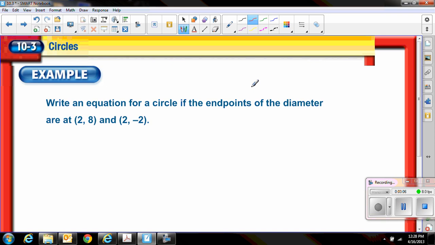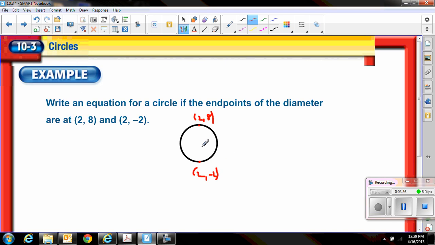Alright, so let's try another one here. Write an equation for a circle if the endpoints of the diameter are at (2, 8) and (2, negative 2). So let's draw ourselves a circle here. So here's my circle. And we have 2 points on this circle. Let's say here and here. Those 2 points are (2, 8) and (2, negative 2).